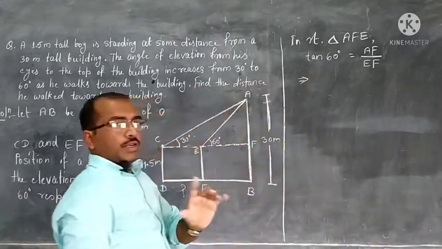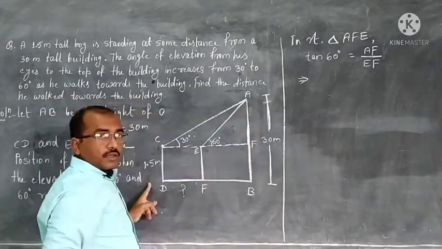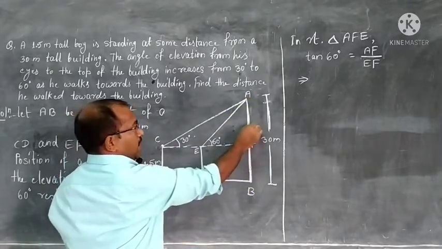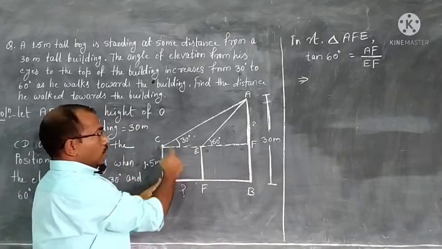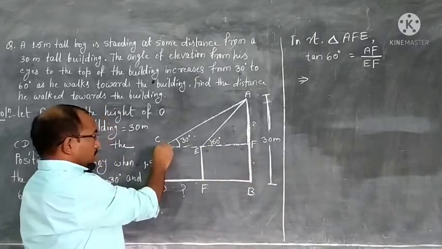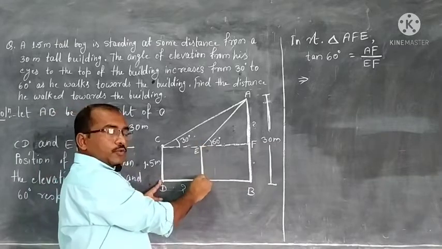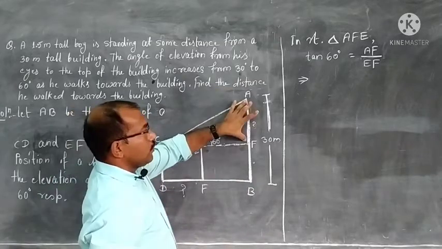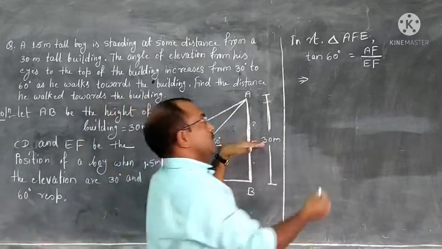Now, here we need to understand again from the figure. AF we do not know how much it is. We are knowing the full height of the building. Still AF we do not know. How shall we know AF? CD, as you know now, this is a rectangle. Opposite sides will be equal and parallel. This boy is 1.5 meter tall. So, EF is also the boy's height, EF also will be 1.5 and FB also will be 1.5. So, AF will be how much? 30 minus 1.5. I hope it is clear to you.